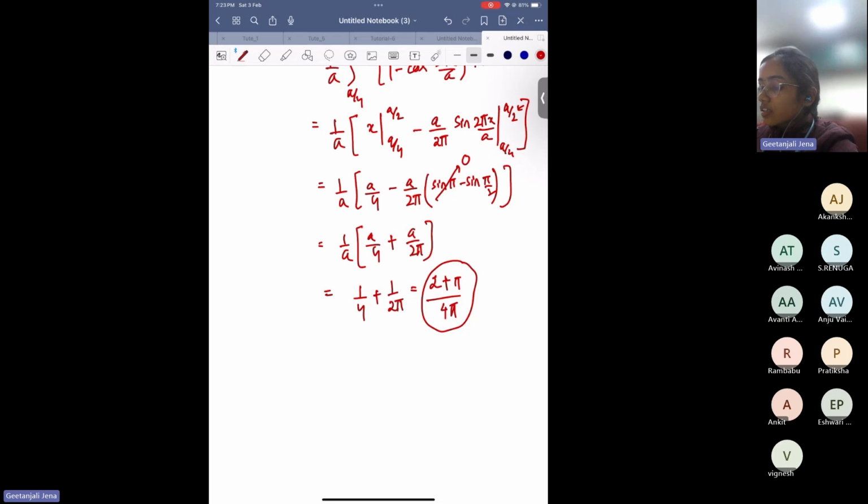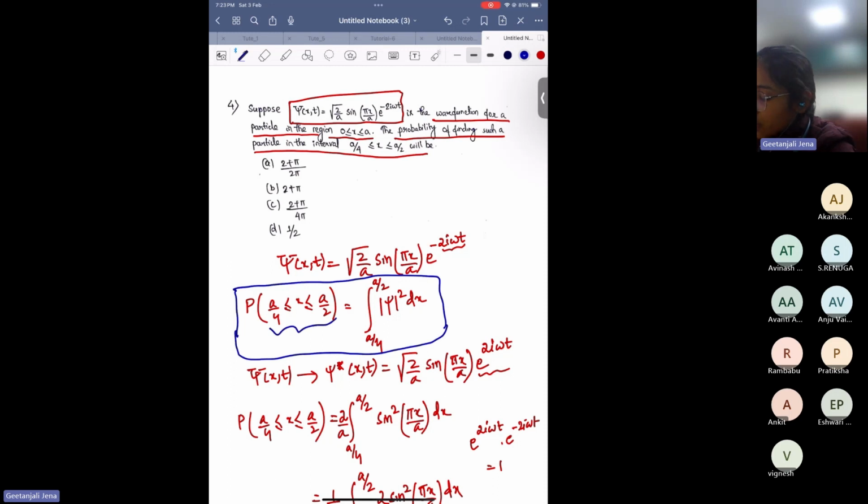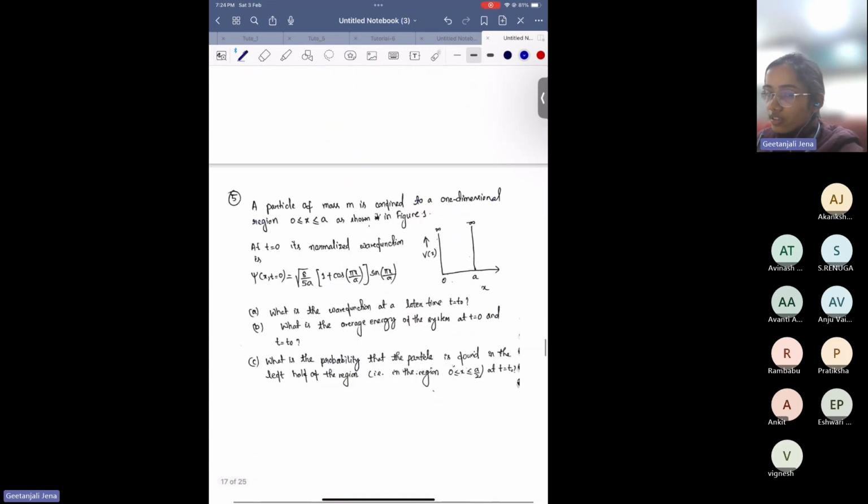Okay. So what we have to note down here is how to calculate the probability. The probability is given by this form. So if you want to find out the probability, then you have to just take the square of this wave function and find out what is the value of integration within that region. So the answer comes out to be this one. So remember it, this probability question. Now let's move to the next one.